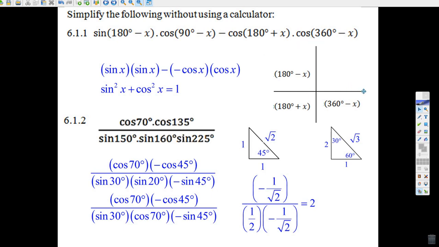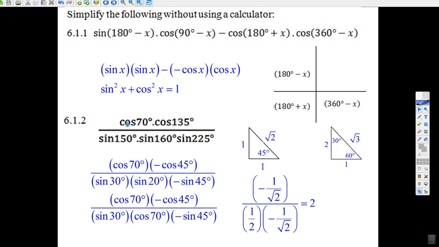360 minus x, well, there's 360 degrees, and then if you bend clockwise, that's minus x. You're in the fourth quadrant. That's cosine x there. Well, these two negatives make a plus. That's sine squared. That's cos squared. And you have to know that sine squared plus cos squared equals 1.